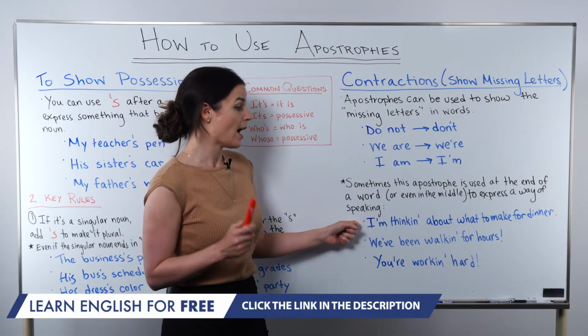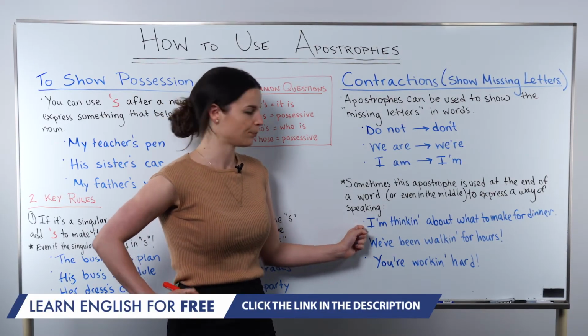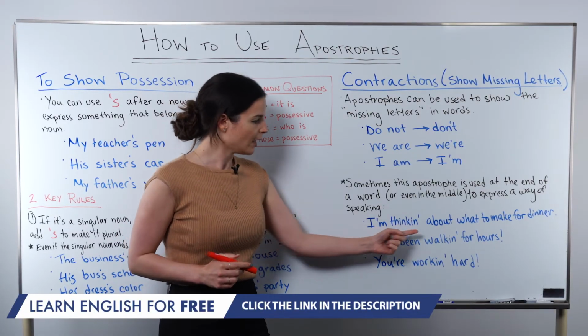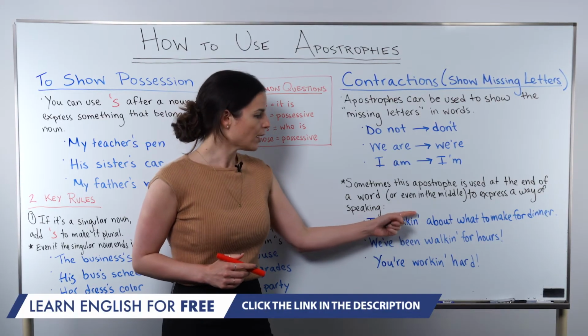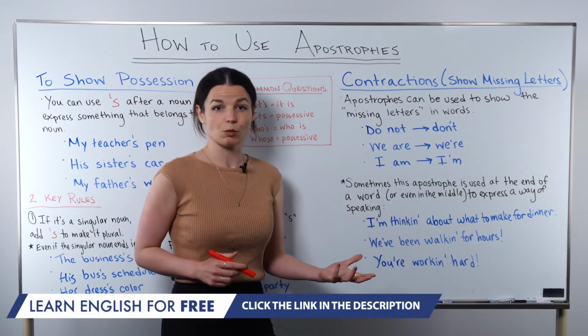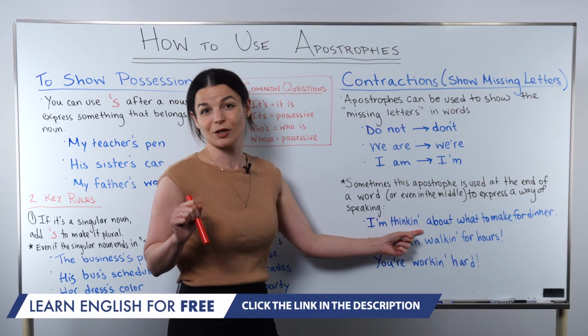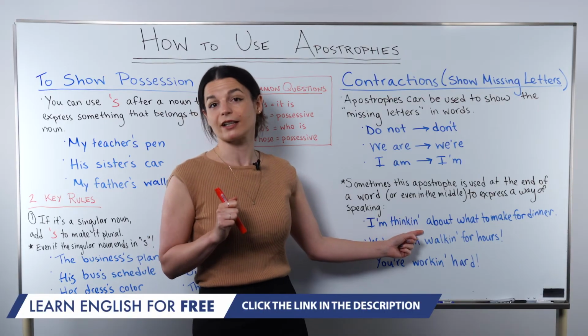Here's one. I'm thinking about what to make for dinner. So first we have this contracted form, right? The apostrophe here. And then we have this, thinkin', thinkin'. Here, the apostrophe is at the end of the word. So we tend to see this use a lot in ing verbs, actually, verbs that end in ing, to show that the G sound is not clearly pronounced.